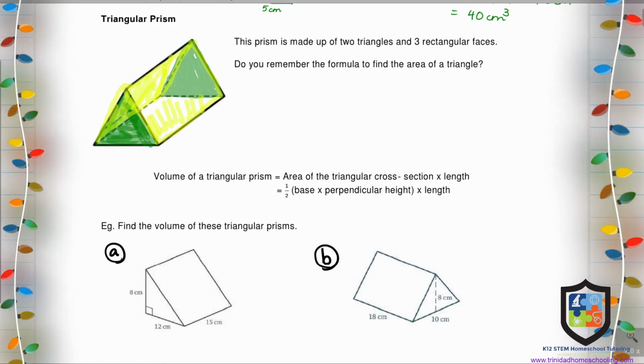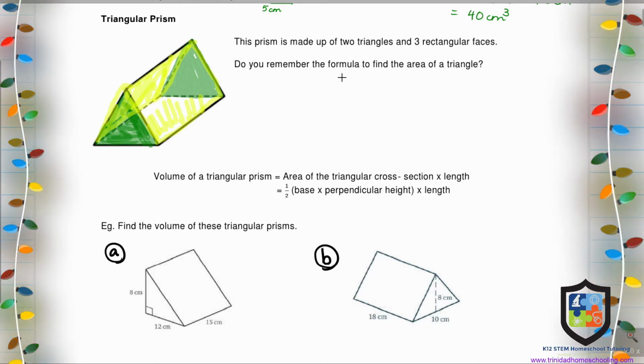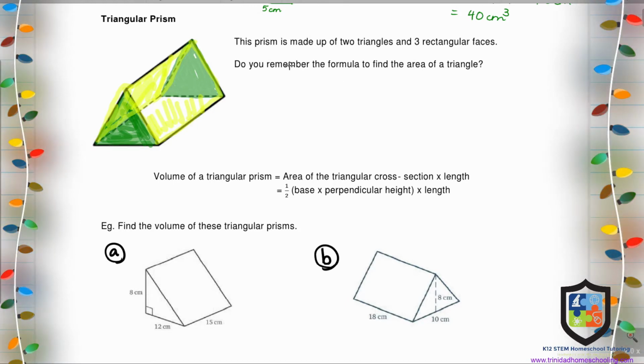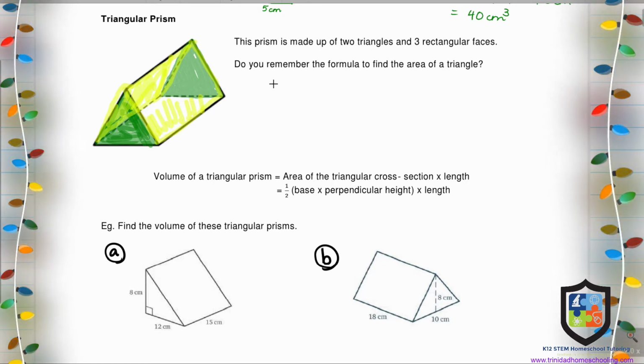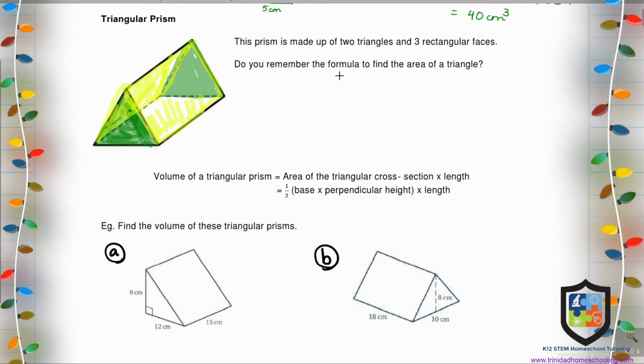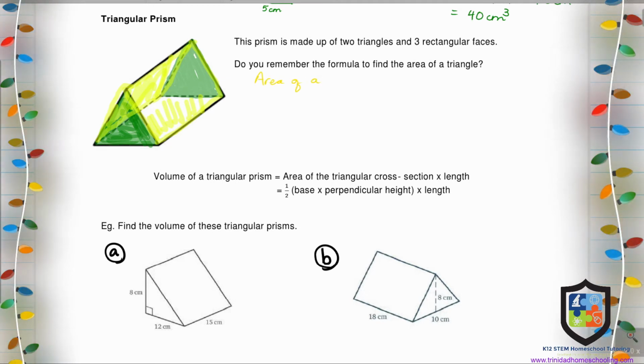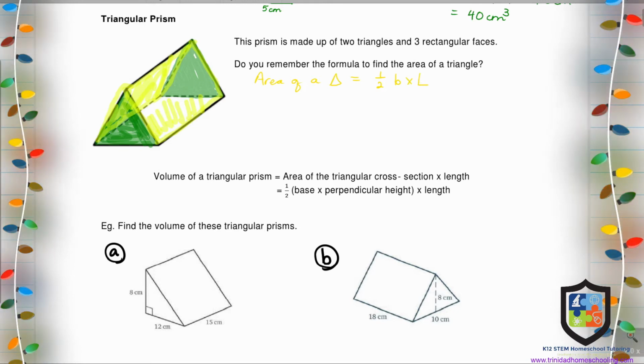Now, do you remember the formula to find the area of a triangle? So the lesson before this one was to find the area of a triangle. The area of a triangle was a half base by height, right? And not just any old height, the perpendicular height, right? So the area of a triangle is a half of the base by the perpendicular height.